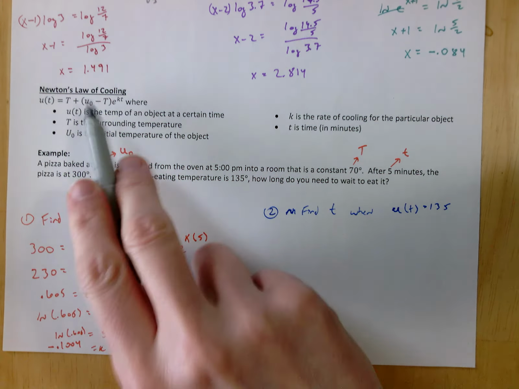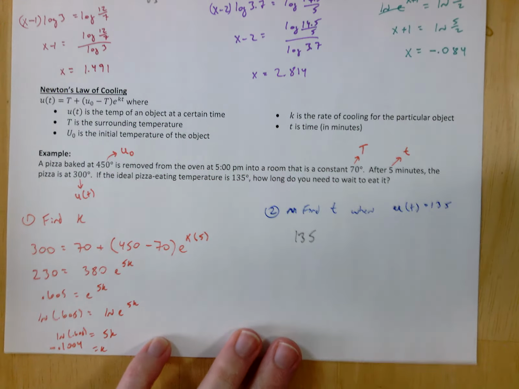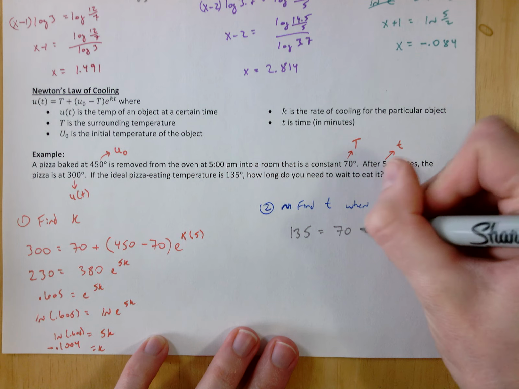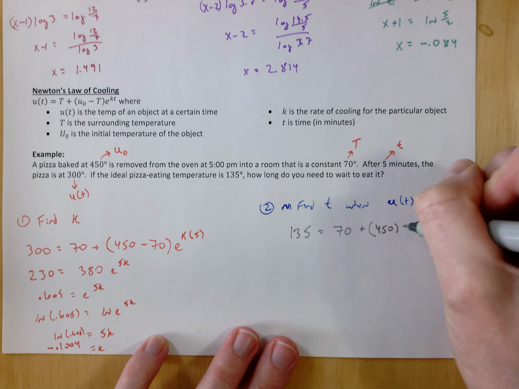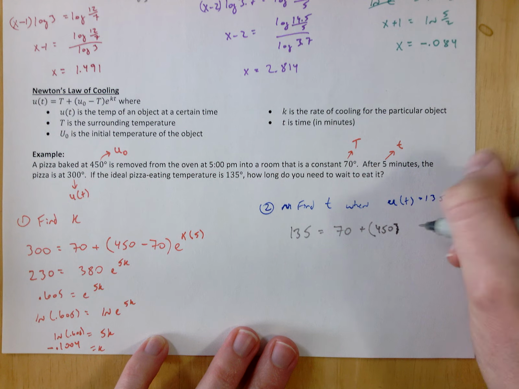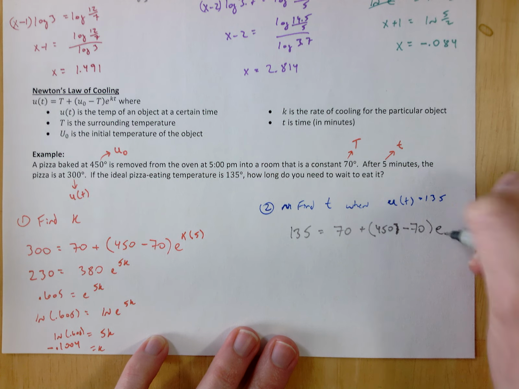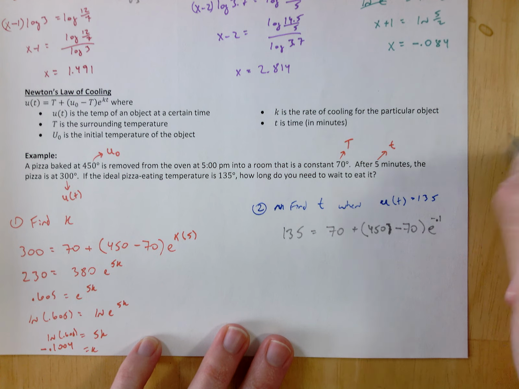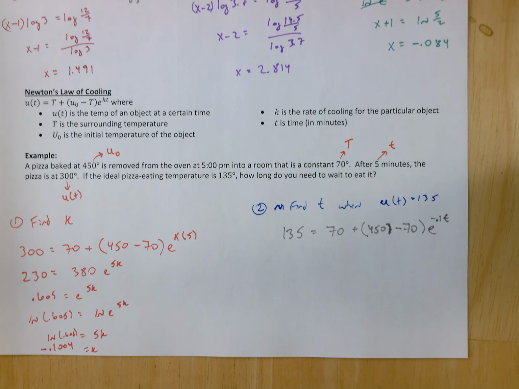Okay, so now I'm going back to this equation. So U of T, my new temperature that I'm looking for, is 135. The surrounding temperature is still 70. My initial temperature is still 450 degrees. Oops, didn't mean to close those yet. Minus the surrounding temperature. And then it's E, but now we know K, it's about that 0.1 or negative 0.1, right? And we're multiplying that by T, which is what we're looking for.